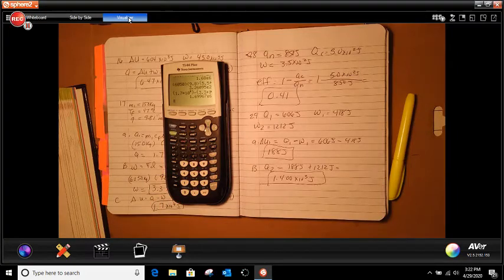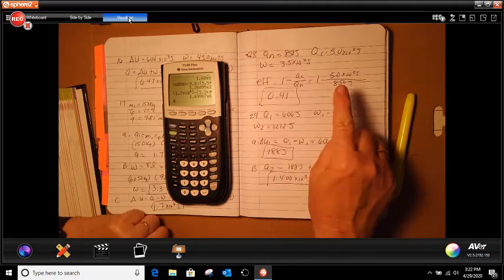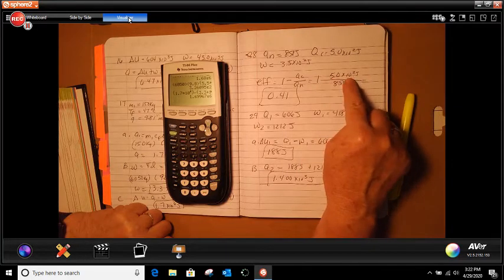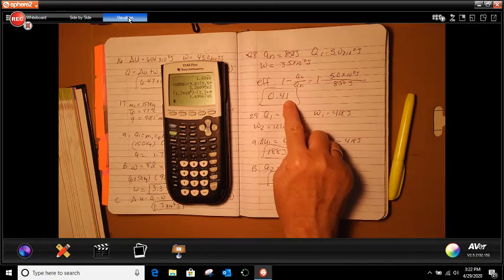Number 28. It says a heat engine absorbs 850 joules of energy per cycle from a high temperature source. The engine does 3.5 times 10 to the second joules of work during each cycle, expelling 5.0 times 10 to the second joules as heat. What is the engine's efficiency? So for this one, we're going to do 1 minus 5.0 times 10 to the second over 850, which gives us 0.41.